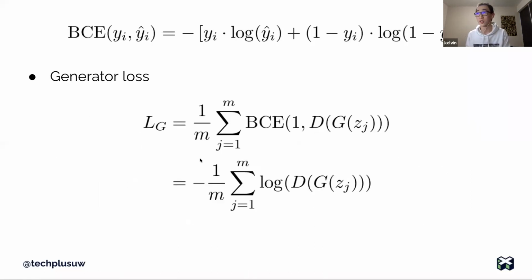I hope it's not too scary and complicated. The loss for the generator also depends on binary cross entropy, but it's a bit simpler. All it's doing is the opposite of the discriminator. It wants the output of the discriminator to be closer to 1 for the generated images, to fool the discriminator.